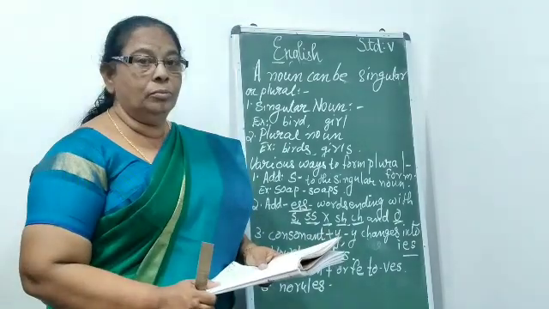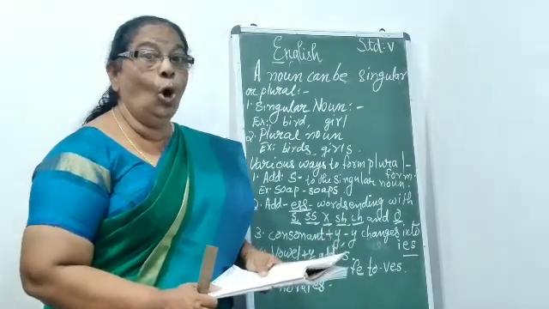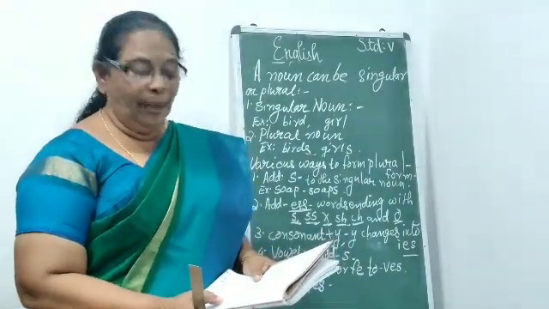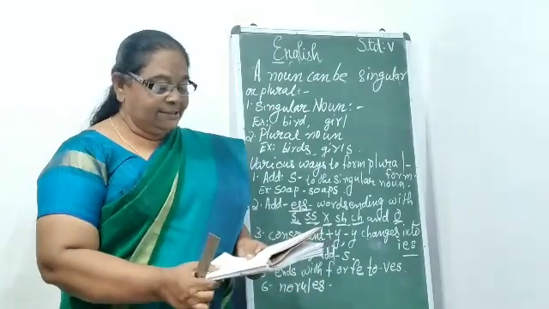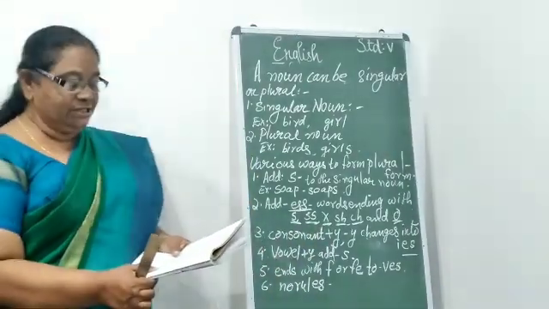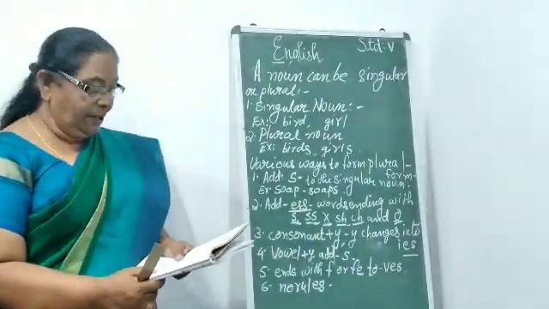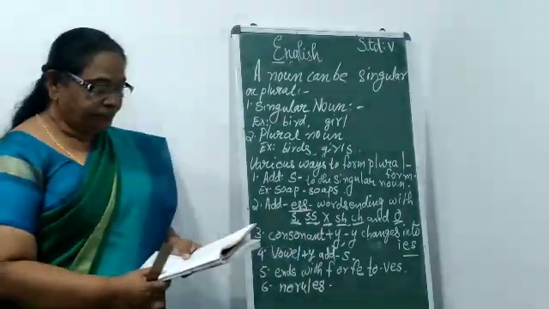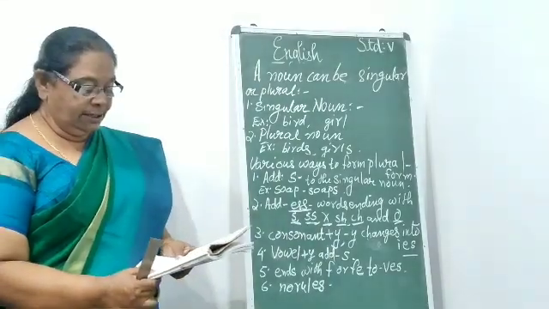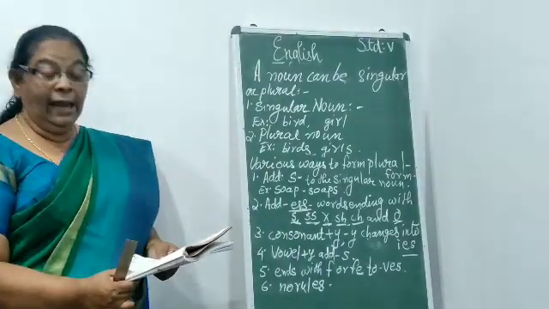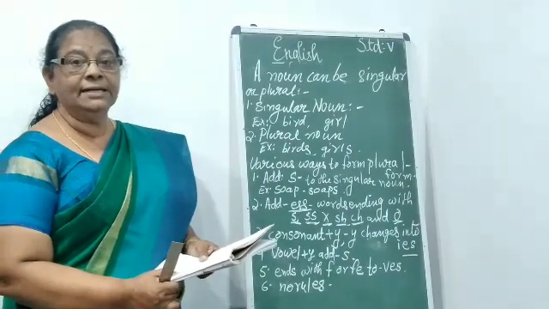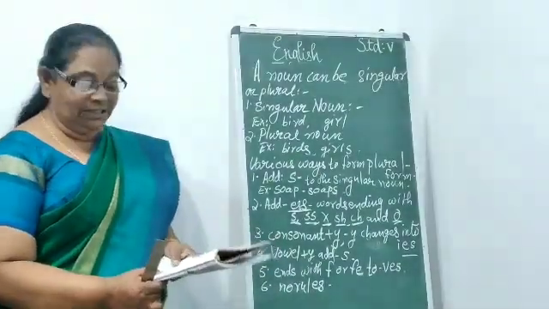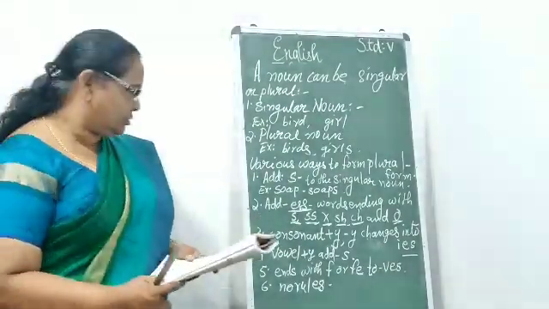Then mango, what is the last letter? O. So you are adding es. So, mango, mangoes. That is the second rule you have to learn. What is the second rule? Can you repeat with me? Add es to the singular noun ending with s, ss, x, sh, ch and o. Like bus, buses, bunch, bunches, mango, mangoes.